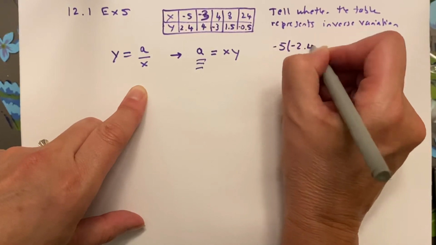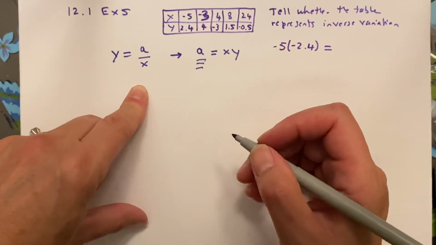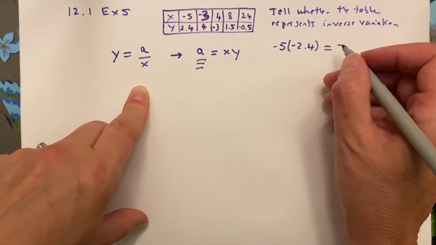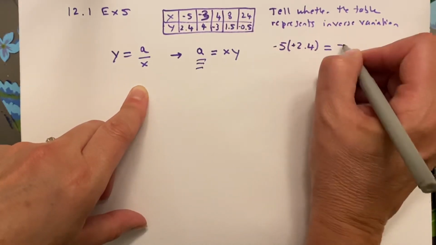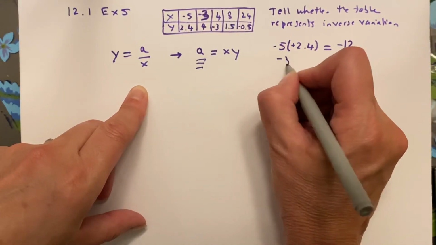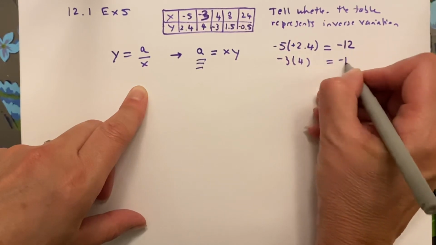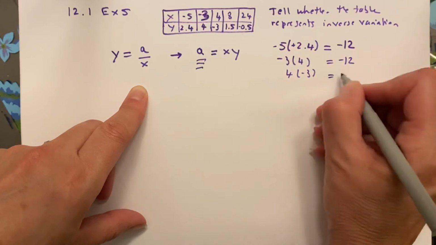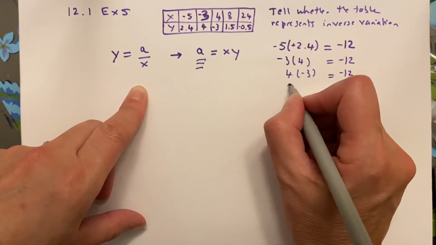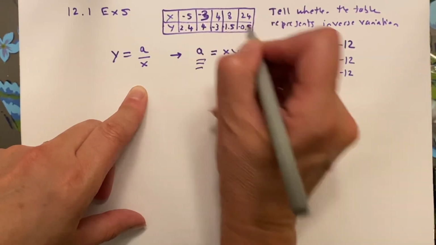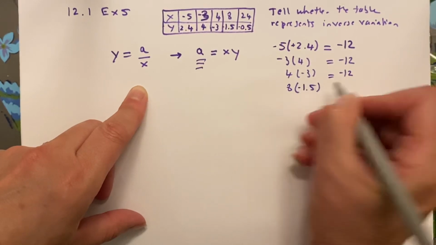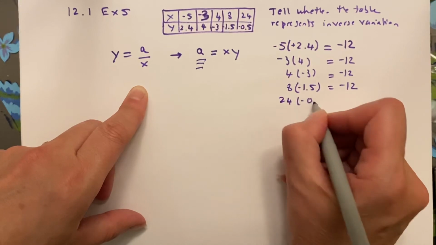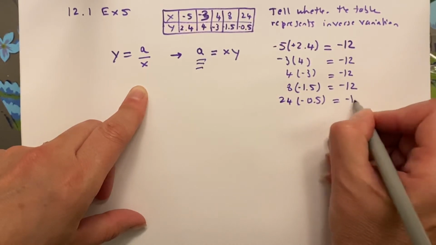Negative 5 times positive 2.4, pardon, is going to give me negative 12. And negative 3 times positive 4, obviously negative 12. And positive 4 and negative 3, also negative 12. And 8 and negative 1.5, also negative 12. And finally, 24 and negative 0.5 is going to give me negative 12.